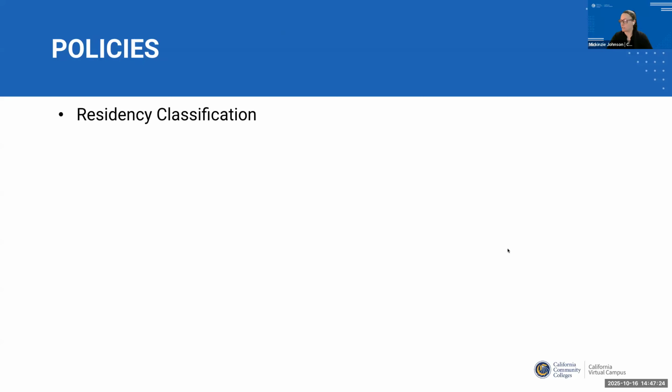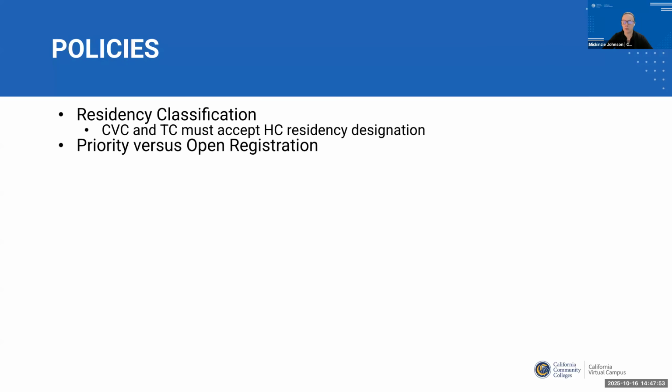Residency classification, as we've hinted at a little bit already: the CVC and the teaching college, whoever the teaching college is, must accept the home college residency designation for the student. The CVC Exchange is not doing residency validation, and the teaching college isn't doing residency validation for that student as they come in as a new student. We depend on the home college because that's where that student's MIS application was originally submitted. That's where they're submitting most of their courses. That's where that transcript's going to go, right? We need that to be where that residency is pulling from.